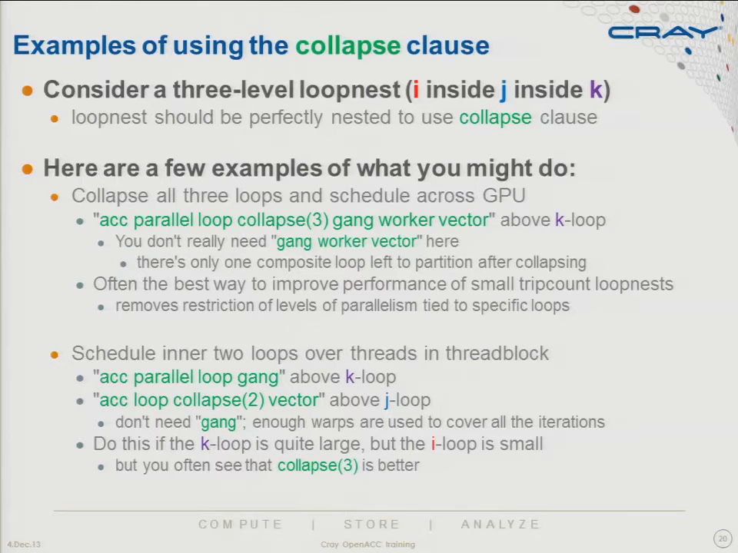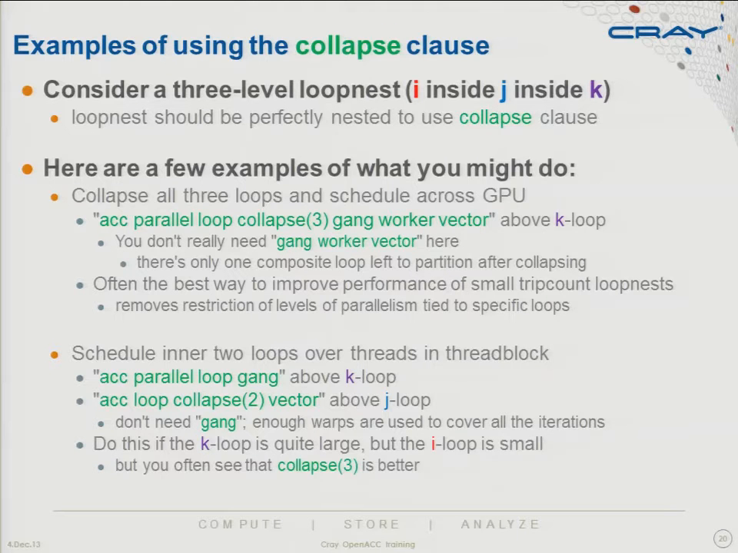So if you've got a 3-level loop nest, like the Himeno code, I inside J inside K, if the loops are perfectly nested, collapse(3) to collapse them all together is probably a good thing to do. And then you say schedule it over the whole GPU. Actually, you probably don't need to say that. There's only one composite loop left, so it's bound to schedule it over the whole GPU. And if you've got small trip count loop nests, this is usually the best thing to do.